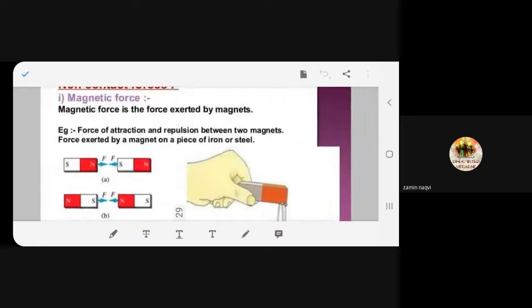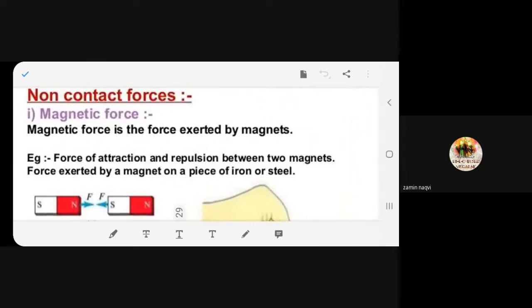Now we come to non-contact forces. Yes. What are non-contact forces? Magnetic force. Magnetic force is the force exerted by magnets. Example: force of attraction and repulsion between two magnets. Force exerted by a magnet on a piece of iron or steel. Magnetic force is the force applied by magnets on the object.